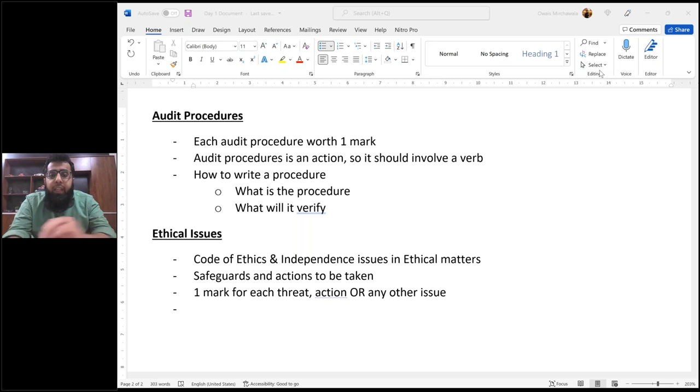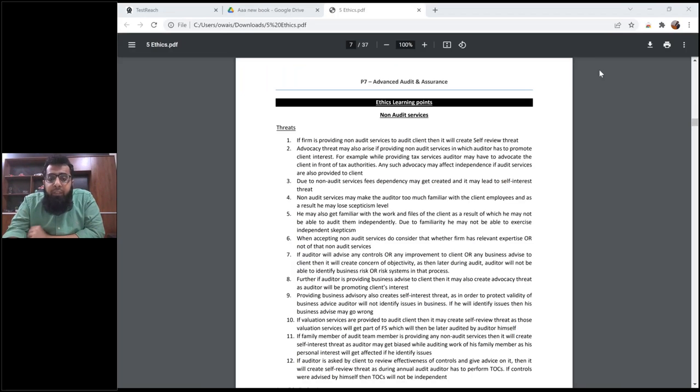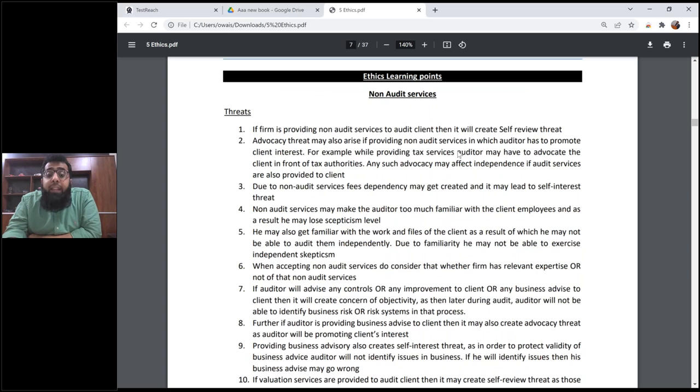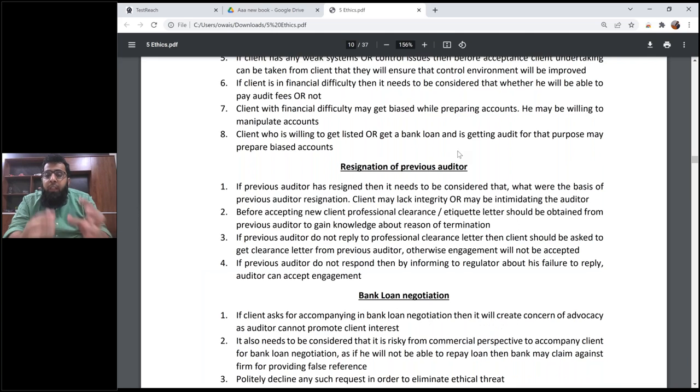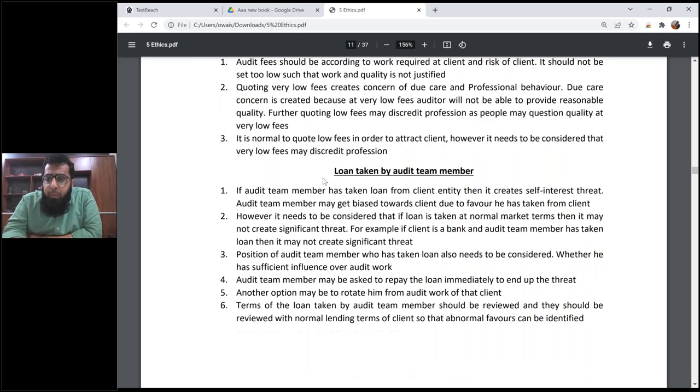In this handout, I have given some learning points, some evaluation points. For example, for the situation of the loan which I referred to, this will be very helpful while you are dealing with the exam answer. For the loan taken by an audit team member, which I discussed with you, if you get a situation in which an audit team member has taken a loan, these explanation points will be very useful for you. Please confirm, can you see my screen? I've shared it. Can you see it?